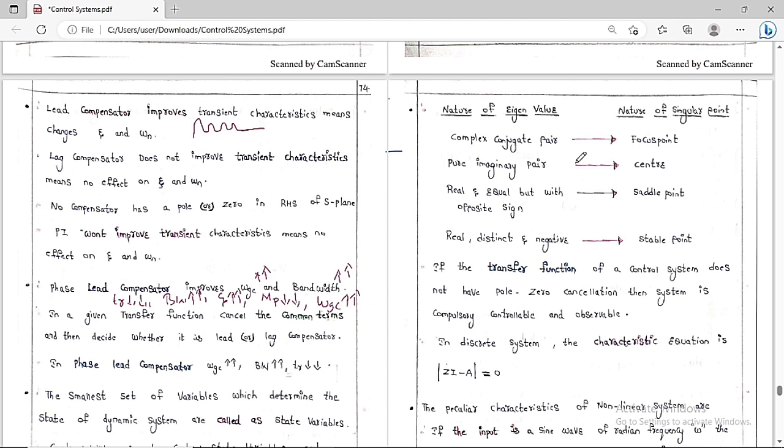And for real and equal with opposite sign, it means one is on the x-axis and the other on the negative x-axis, purely on the x-axis. Then we say it is a saddle point. For real, distinct and negative, we say it is a stable point.